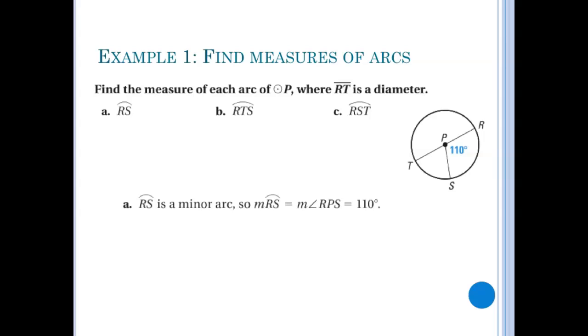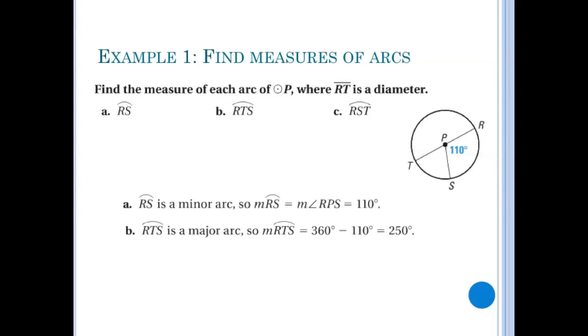Now let's find the measure of arc RTS. Simply from the name, we can tell we are looking at either a semicircle or a major arc. So we're looking at RTS. So we see here we're looking at a major arc. To find the measure of the major arc, we would do 360 minus the measure of the minor arc, which we just found is 110. So 360 minus 110 is equal to 250.